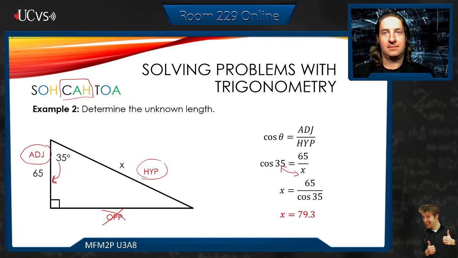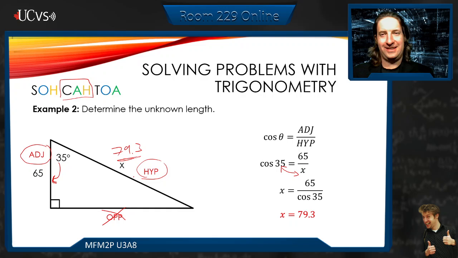And again, look at our picture. Does it make sense? So let's see. This is 65. Can this be 79? Does that make sense? It's longer than 65. Yes, it makes sense, because it is my hypotenuse, right? It has to be longer.